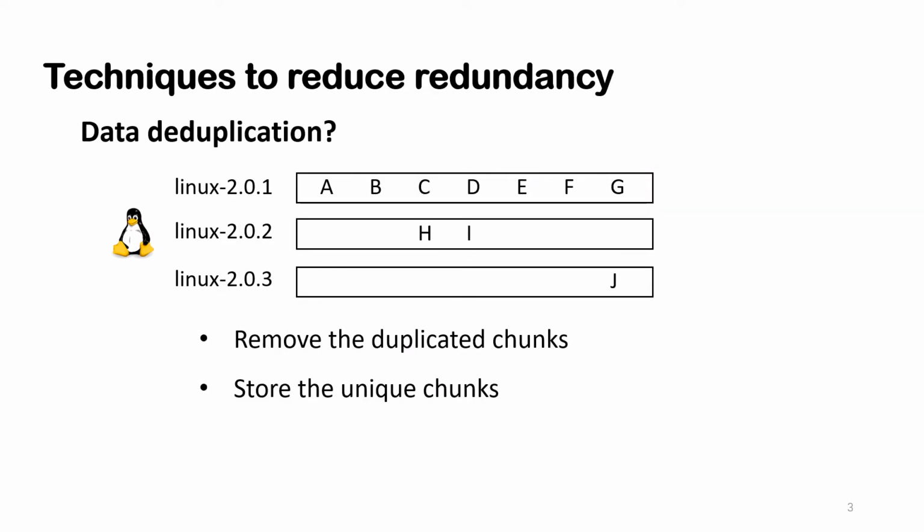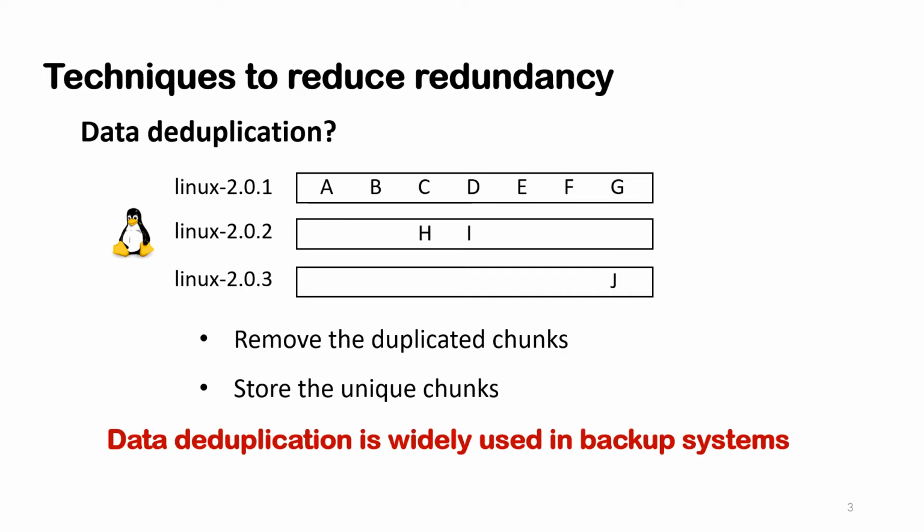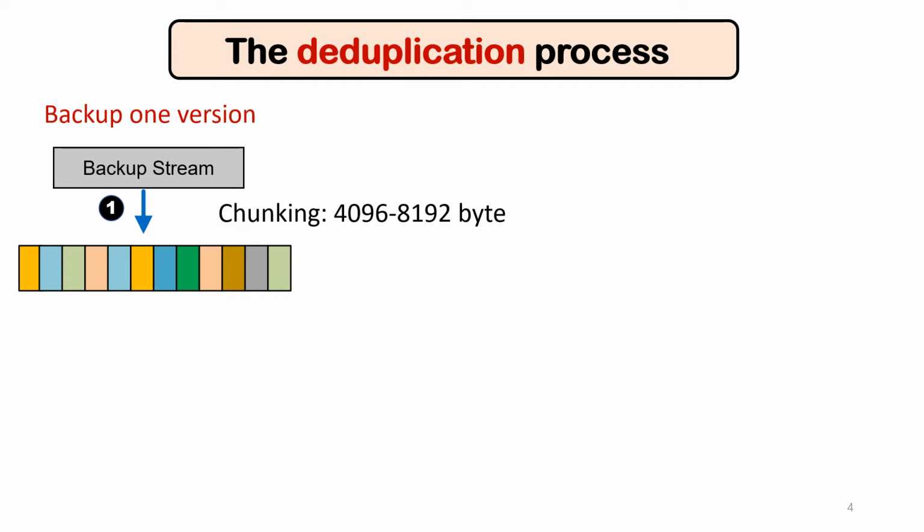Data deduplication technique removes the redundancy at the data block level, which removes the duplicated chunks and only stores the unique chunks to achieve high storage efficiency. Hence, data deduplication is widely used in the backup systems. A common deduplication system contains two phases, including deduplication and restore phases.